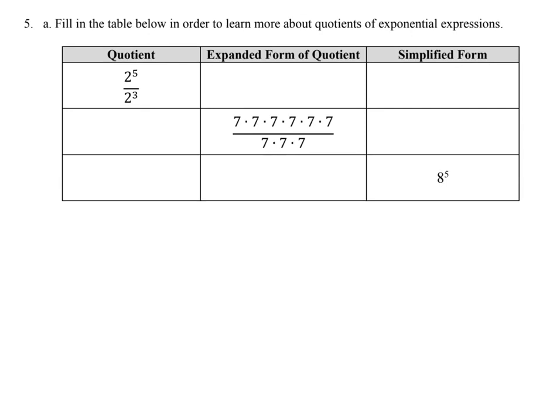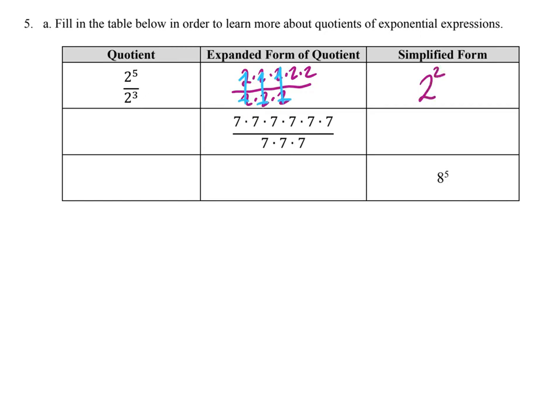So number 5, we want to look at quotients now and see what we can figure out. 2 to the 5th power will be 2 multiplied by itself 5 times. 2 to the 3rd power would be 2 multiplied by itself 3 times. And so these can divide to become 1. Anything divided by itself is 1, so I'm left with just 2 to the 2nd power.